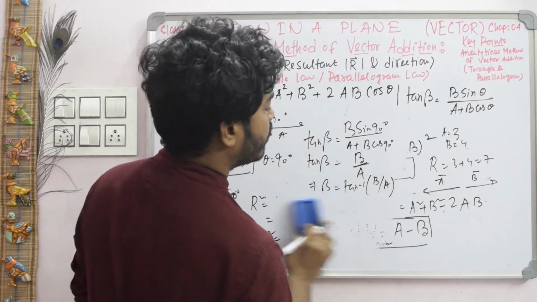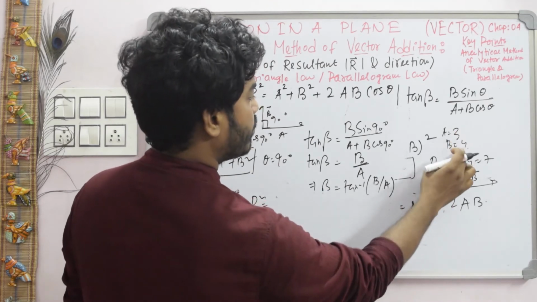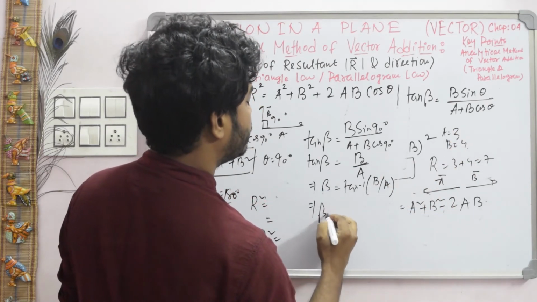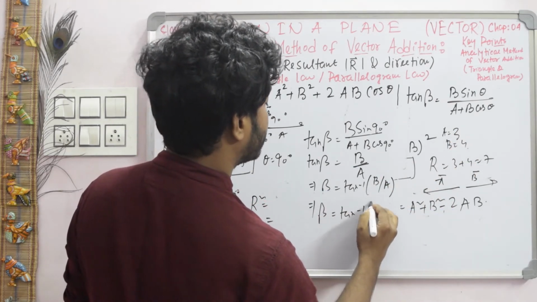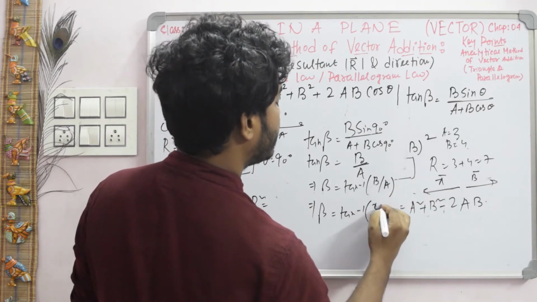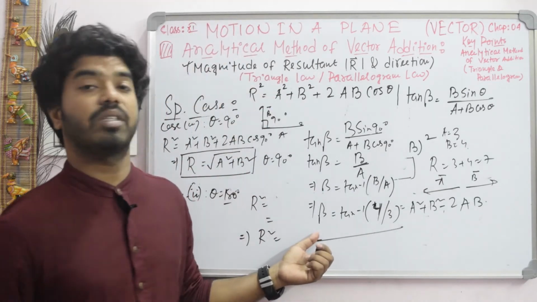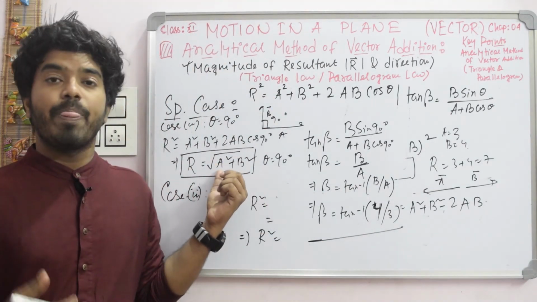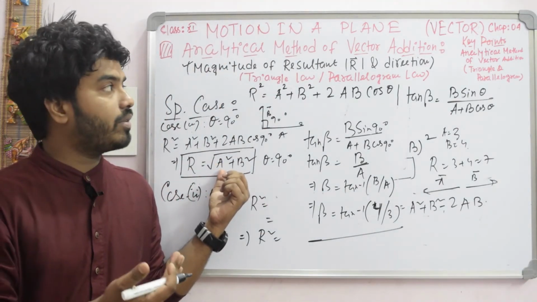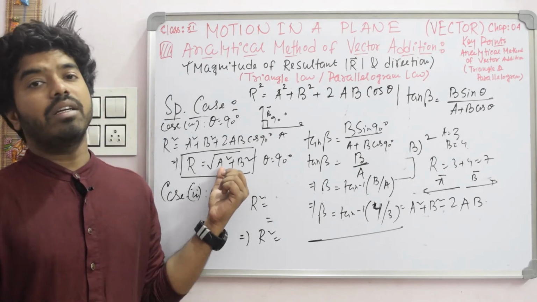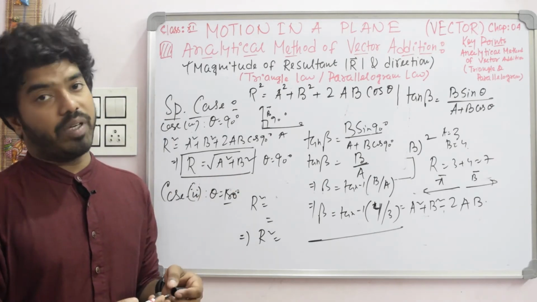Suppose the value of a is 3 and the value of b is 4. So what will be the value of beta? Beta will be tan inverse 4 by 3. This is the angle. This one gives the direction and this one gives the magnitude. So this is our condition for finding the resultant of two vectors.